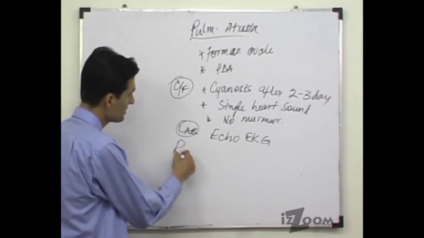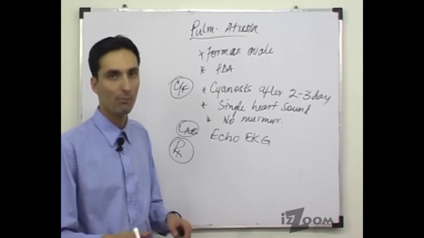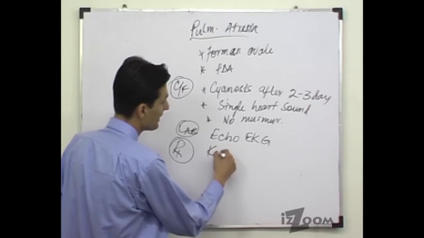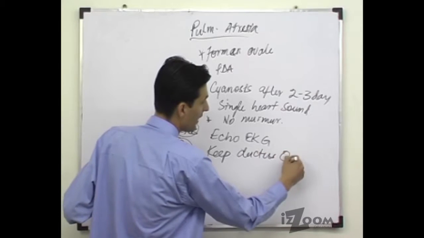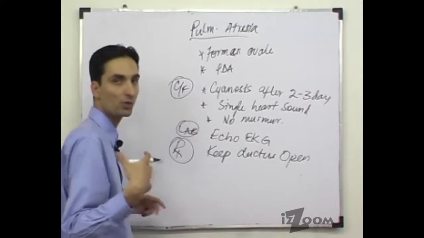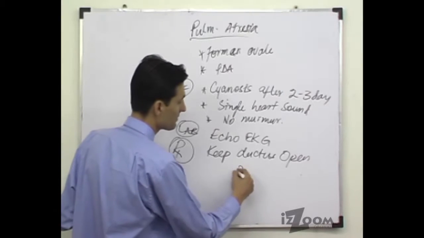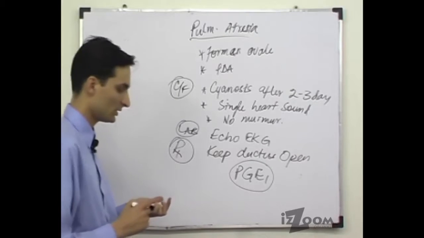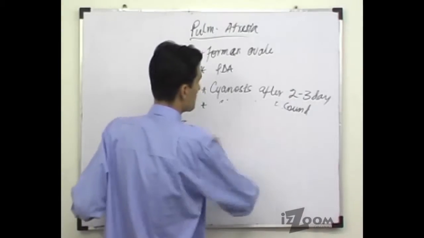So, how do you treat these patients? The treatment is surgical correction, but an important point to remember is that you have to keep the ductus open for some pulmonary blood flow to occur, and to do that, you give these patients infusions of prostaglandin E1 to keep the ductus arteriosus open. So that is all about pulmonary atresia.